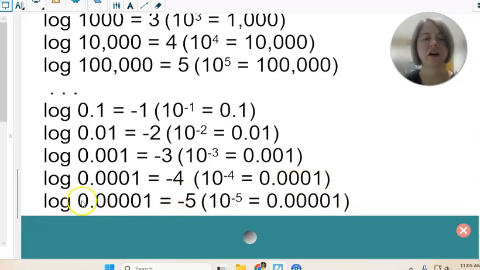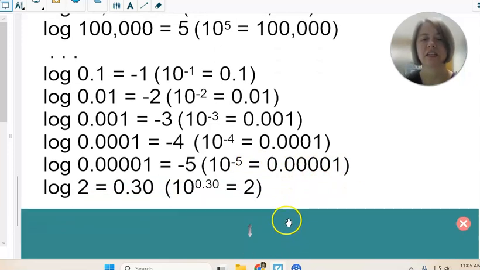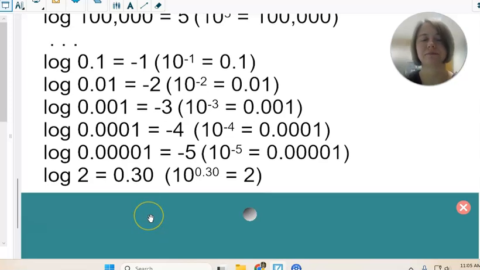And then the log of tens, hundreds, thousands, ten thousandths, hundred thousandths equals negative 5, because 10 to the negative fifth equals 100,000th. All right, now I'm going to do something that isn't a factor of 10. The log of 2 would be 0.30 because 10 to the 0.30 equals 2. So if it's a factor of 10, you could probably do that in your head.